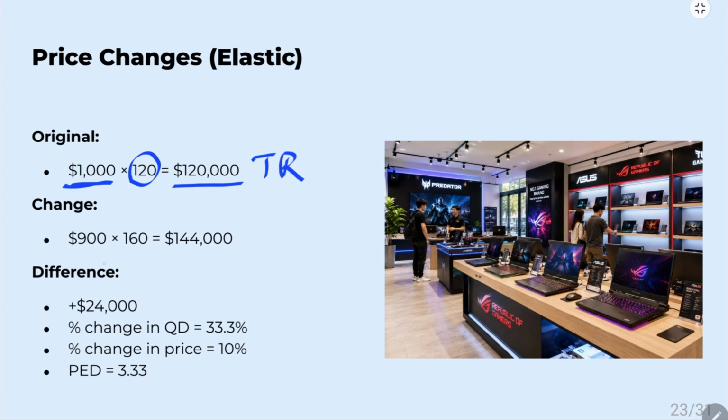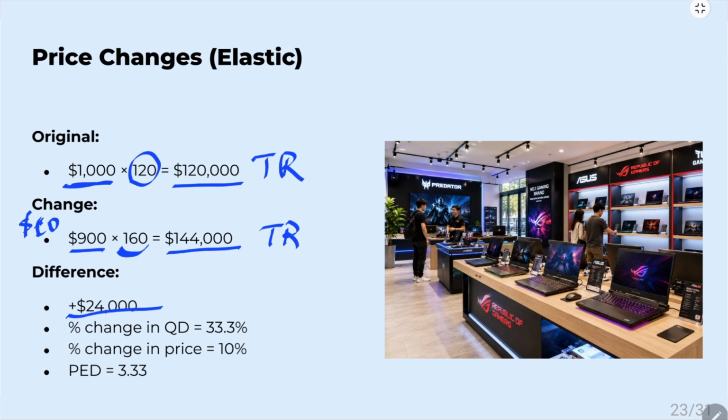The business then reduced the price to $900. Because demand is elastic, quantity demanded increased significantly from 120 units to 160 units. The new total revenue becomes $144,000. This means revenue increased by $24,000 after the price decrease.